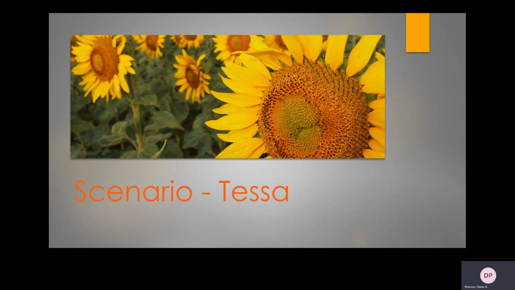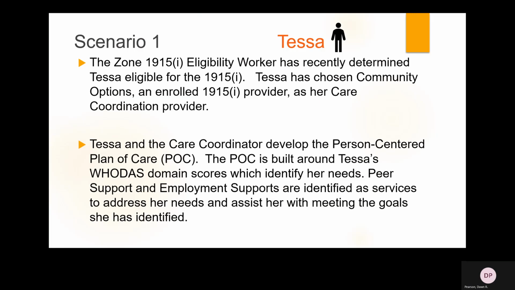Here's a scenario to walk you through how this process will work. Meet Tessa. Tessa is a traditional Medicaid beneficiary with a poverty level of 150% or below, has a qualifying behavioral health diagnosis, and a HUDA score of 50 or above. The Zone 1915i eligibility worker has recently determined Tessa eligible for the 1915i.